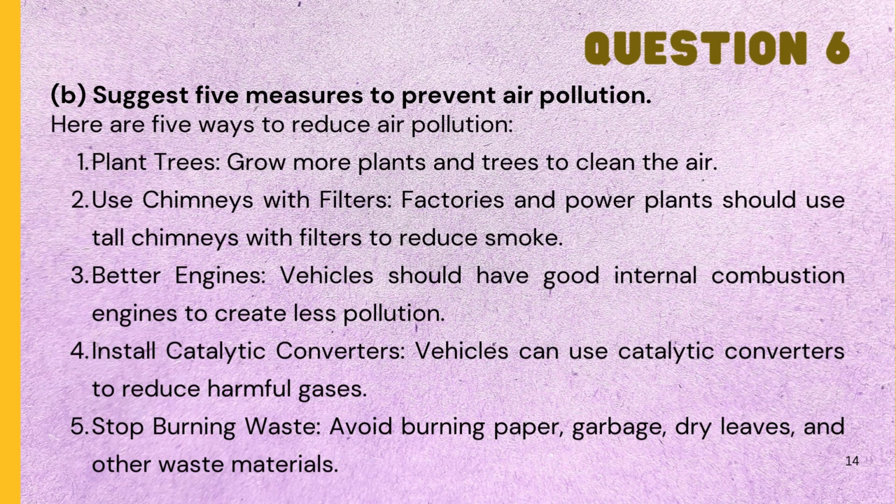B. Suggest 5 measures to prevent air pollution. Here are 5 ways to reduce air pollution. 1. Plant trees. Grow more plants and trees to clean the air. 2. Use chimneys with filters. Factories and power plants should use tall chimneys with filters to reduce smoke.